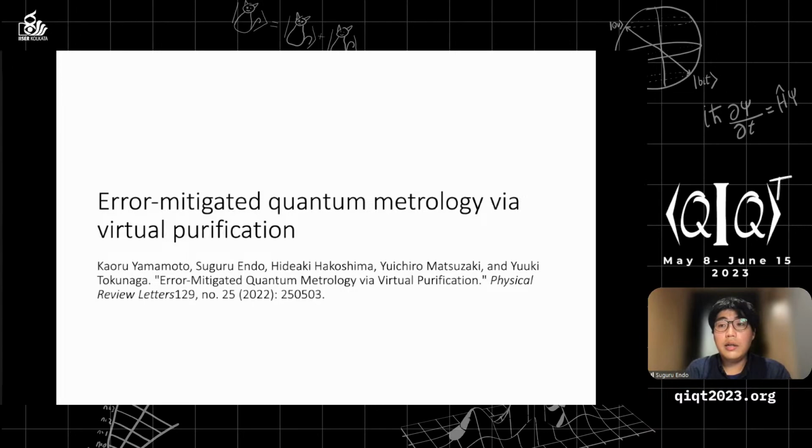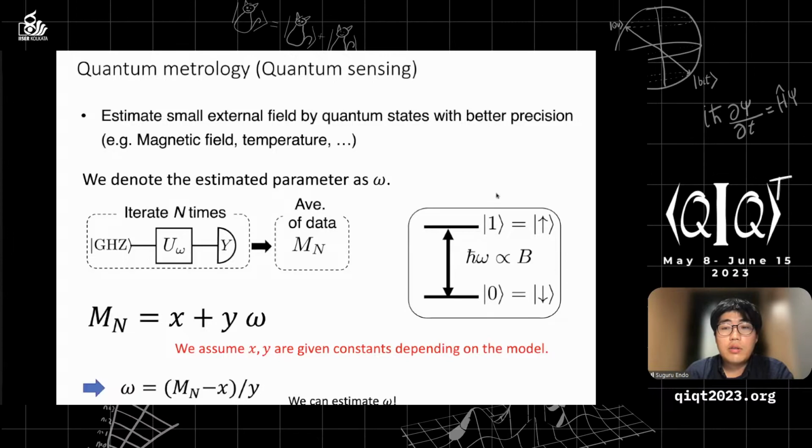Time is coming, but I'd like to slightly talk about error mitigation for metrology. In metrology, what we do is estimate some parameter by using the state as a probe, and we interact this probe state with some field, like a magnetic field or electric field and so on. Usually a magnetic field is considered, described with omega, and we measure some observable and calculate the average of some data.